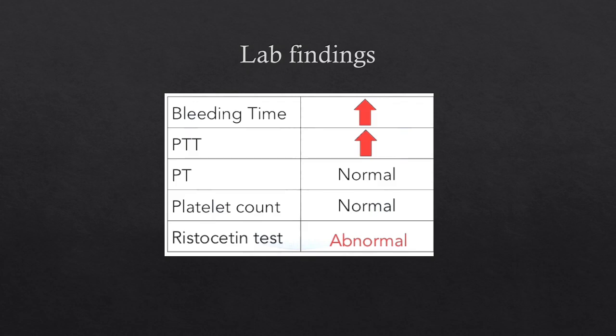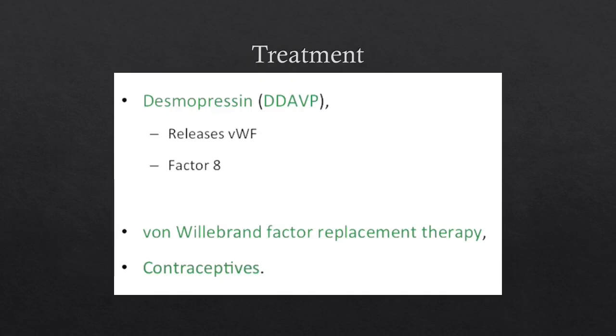And the ristocetin test: ristocetin is an antibiotic that is added to see if the von Willebrand factor binds the platelets or causes the aggregation of platelets or not. It's an in vitro test, where the antibiotic is added to blood to see if von Willebrand factor is available to make the platelets adhere to each other, causing a clot. So that is going to be abnormal.